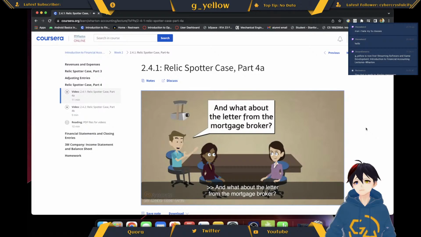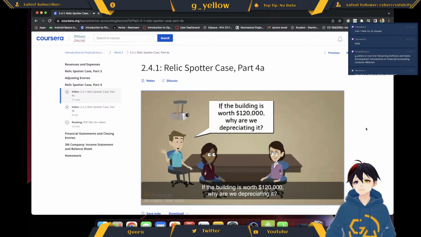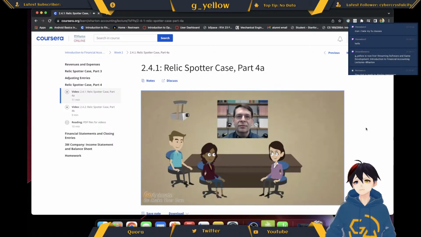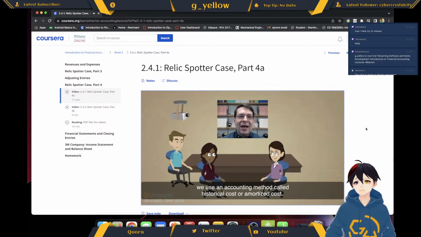And what about the letter from the mortgage broker? If the building is worth $120,000, why are we depreciating it? For non-financial assets like buildings, we use an accounting method called historical cost or amortized cost. What this means is that if the value of the building goes above what it's listed on the balance sheet, we never write it up. But if the value of the building drops below what it is on the balance sheet, we write it down.